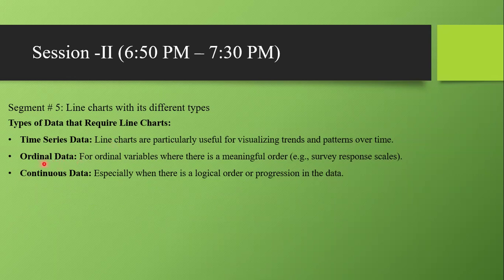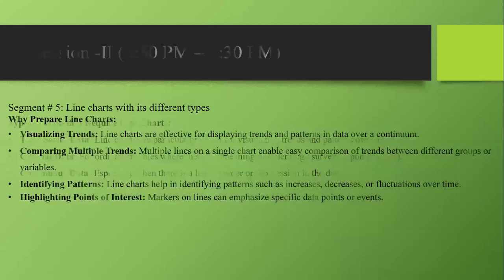You can also take the ordinal data as an independent variable. For ordinal variable where there is meaningful order, like survey response scale, in terms of continuous data, you need to have a dependent variable with continuous data. Like for example, I let you know that I want to compare the income of a person over the past 10 years or past 5 years. So I would need to have the data in the dependent variable in continuous form.